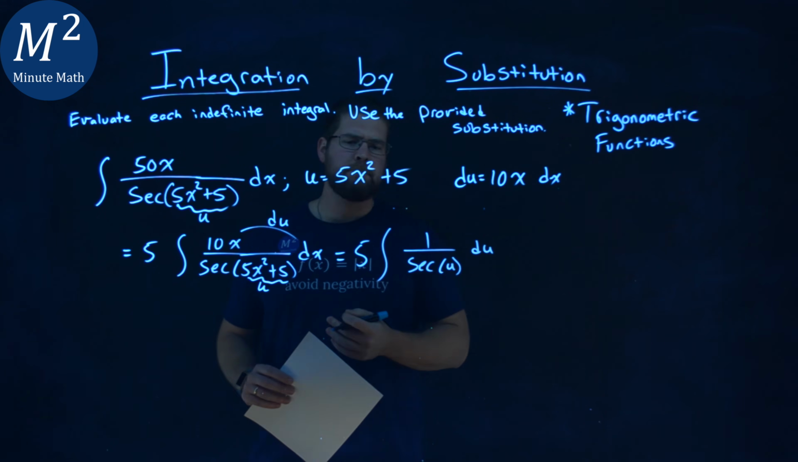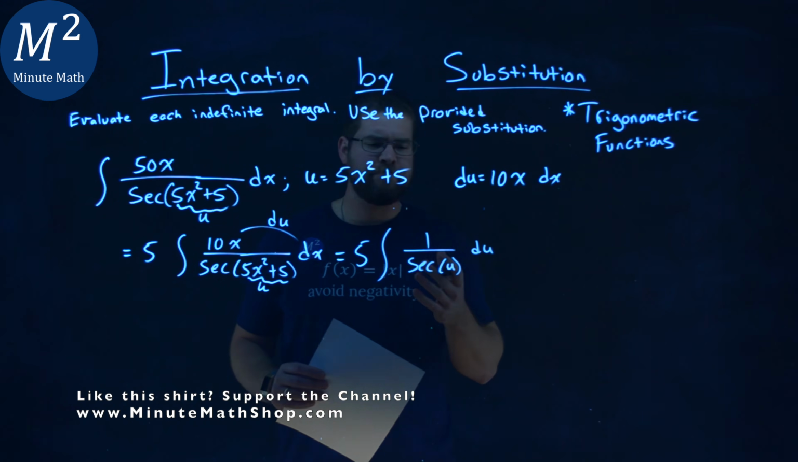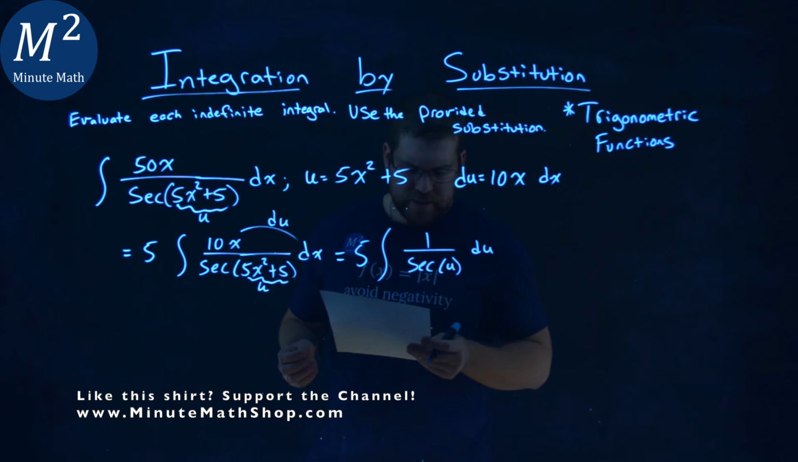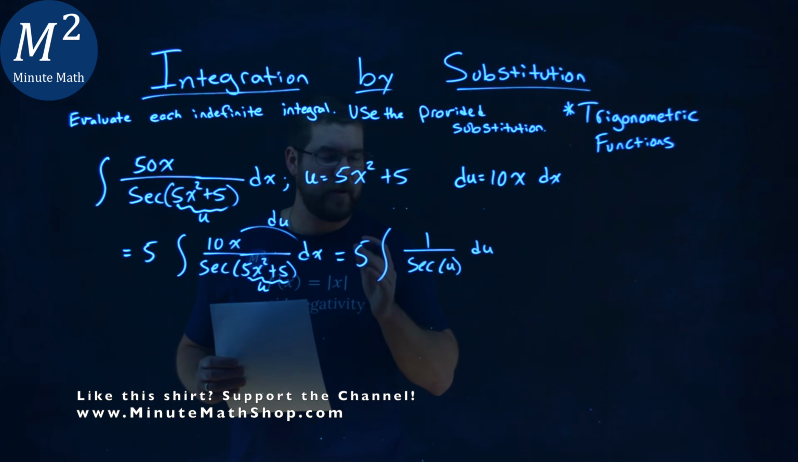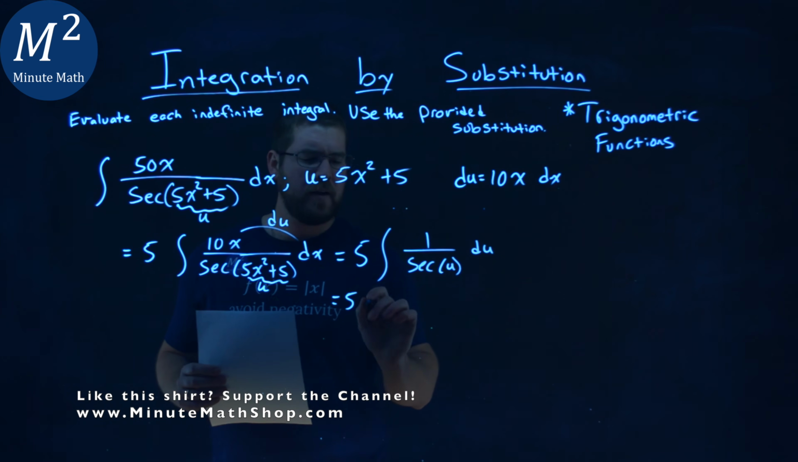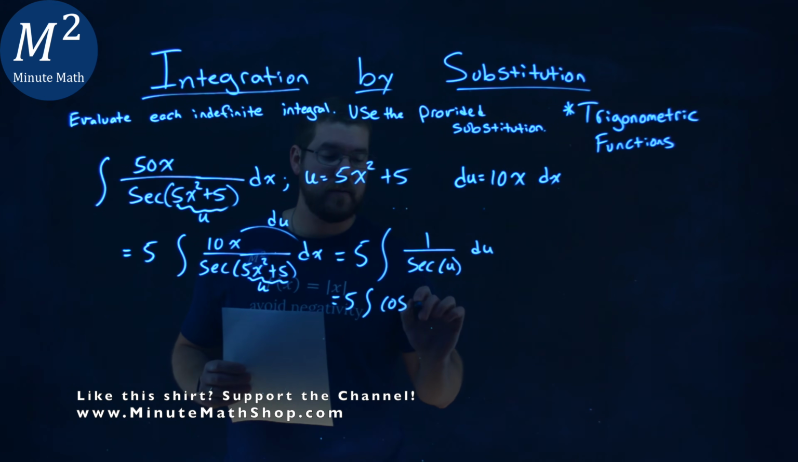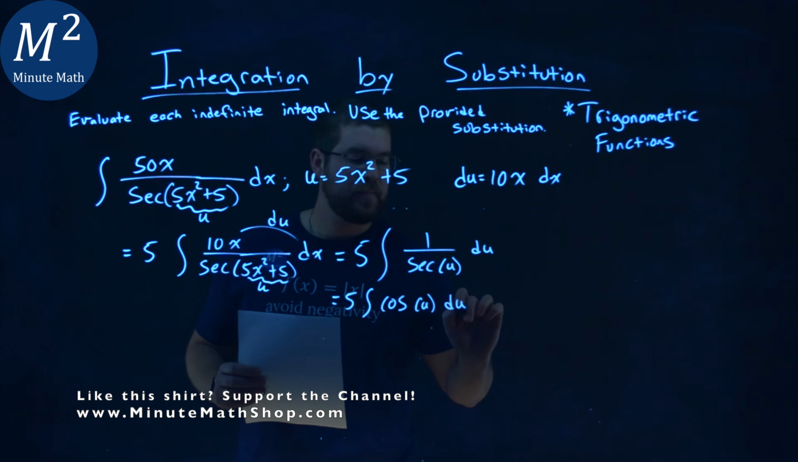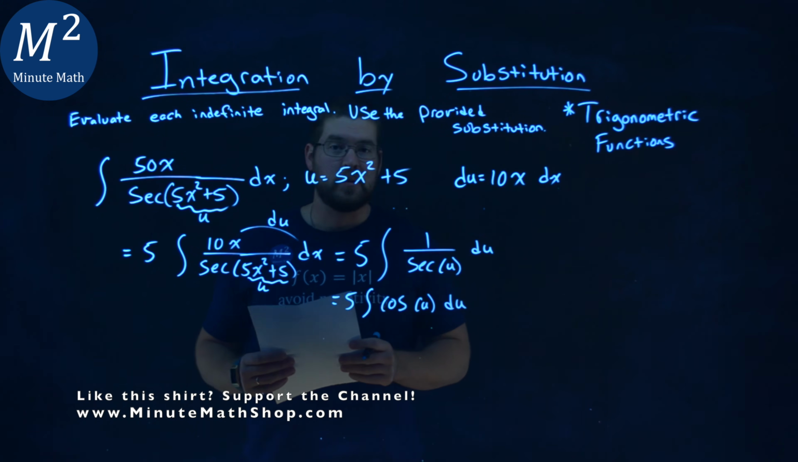Now, if you're like me, I don't really want to write 1 over secant. So 1 over secant is the same as the cosine, right? So we can rewrite this to be 5 times the integral of the cosine of u du, and that's a much easier integral to solve.